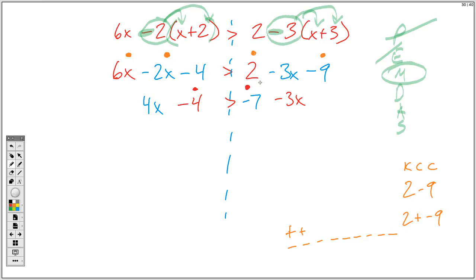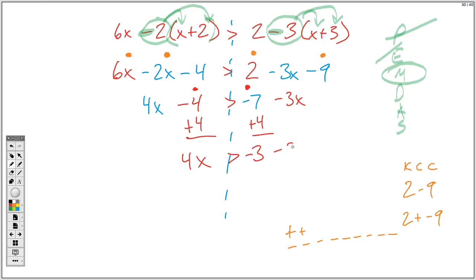No. You owe me $7, you have 4. What kind of 3? Negative 3. Good job. All right, like term, like term. Do we want to move the 4x or the negative 3x? Okay, how do I do that? Add 3x, add 3x. This becomes greater than.